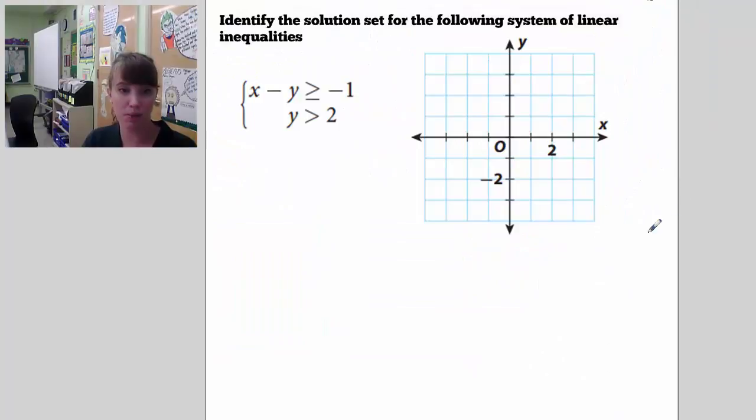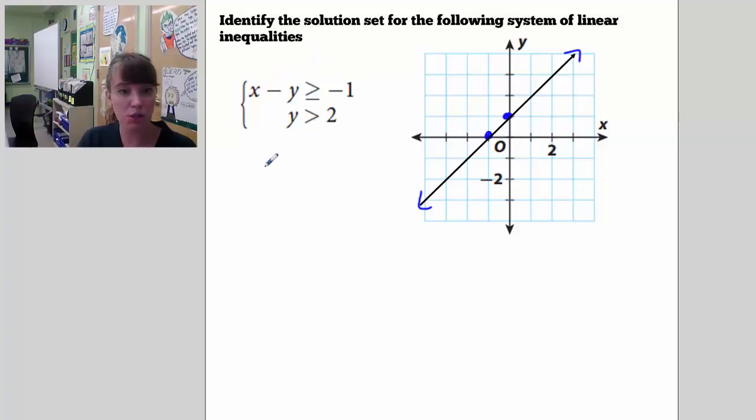Let's try another one here. Okay, we have x minus y is greater than or equal to -1. So our x-intercept is x is equal to -1, so that's right here. And our y-intercept is y is equal to 1, right here. So there's our boundary line. Now it's going to be a solid boundary line because we have an equal to symbol there. So I'm going to just go like this and put my arrowhead on both ends, nice and big. Now let's think about the shading.